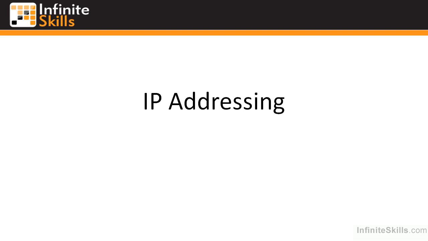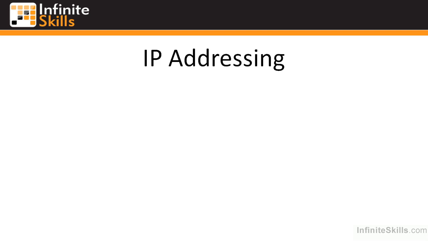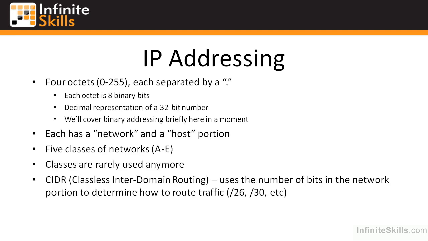We're going to discuss IP addressing in this video. First, we'll start off with a bit of a review. Now, you saw the slide when we discussed IP basics, IP fundamentals. IP addresses are 4 octets, 0 through 255 each, separated by a period or a dot. Each octet is 8 binary bits, so a full IP address is a decimal representation of a 32-bit number. We'll cover binary addressing briefly here in just a moment.